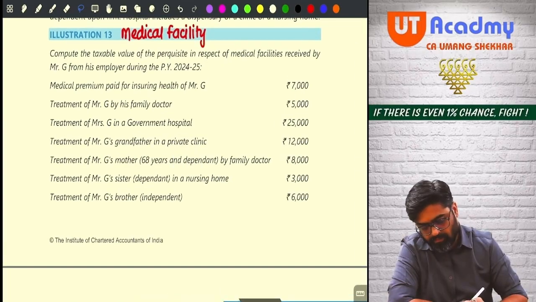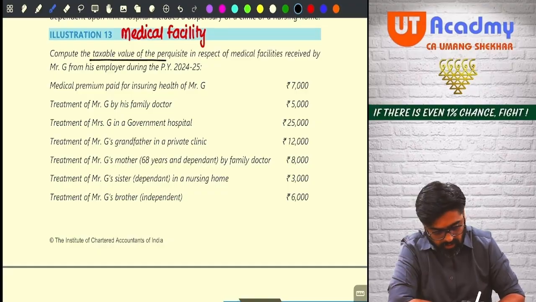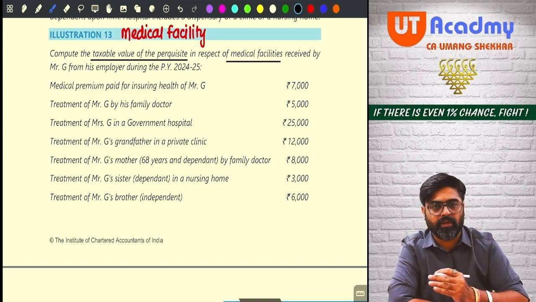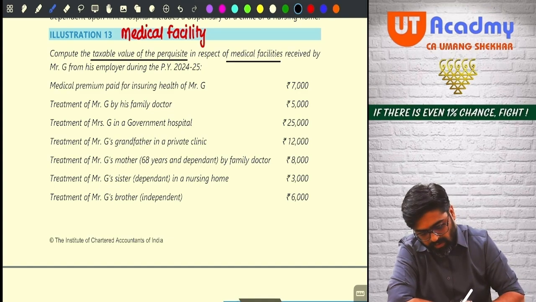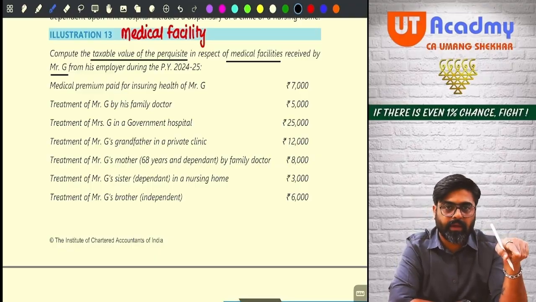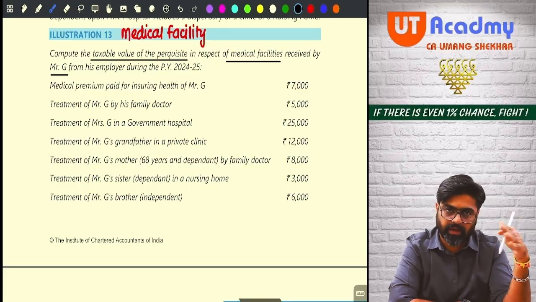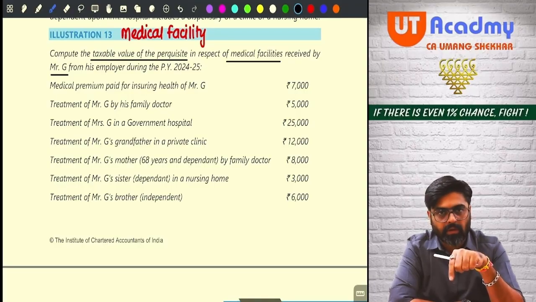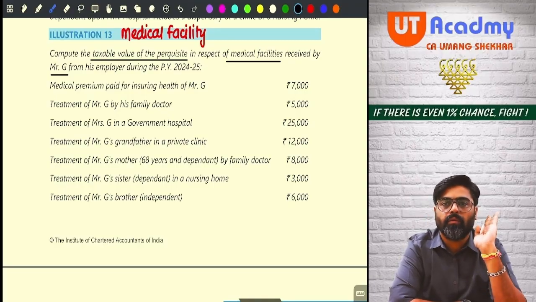Come on, pay attention. Compute the taxable value of perquisite in respect of medical facilities. So different medical facilities are given to the employee. The name of the employee is Mr. G. Out of these, how many medical facilities will be exempt? Forget about them. And how many will be taxable? Take them, get the total, and you will get the taxable value of the perquisite.